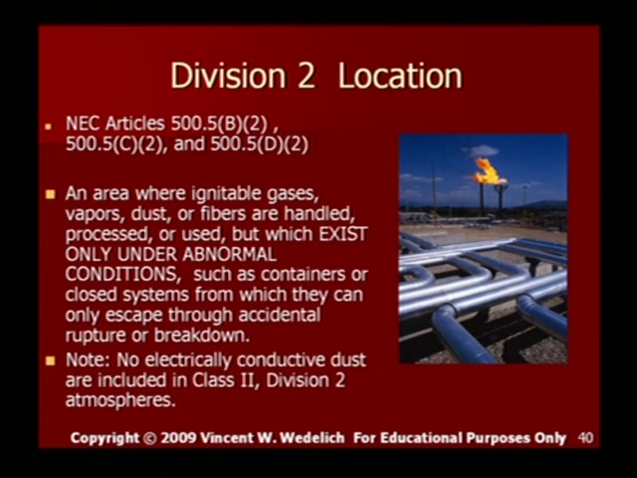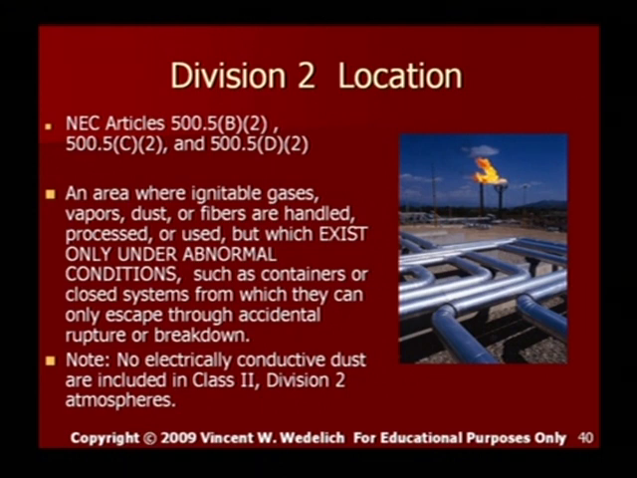A Div 2 location is covered in NEC Articles 500.5(B)(2), 500.5(C)(2), and 500.5(D)(2): an area where ignitable gases, vapors, dust, or fibers are handled, processed, or used, but which exist only under abnormal conditions, such as containers or closed systems from which they can only escape through accidental rupture or breakdown. Note, no electrically conductive dusts are included in Class 2 Div 2 atmospheres.